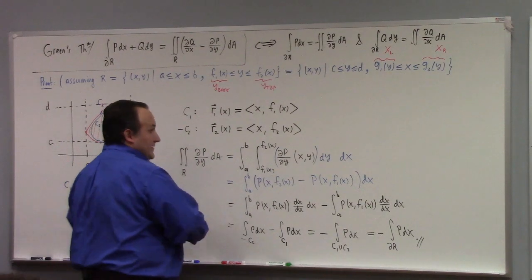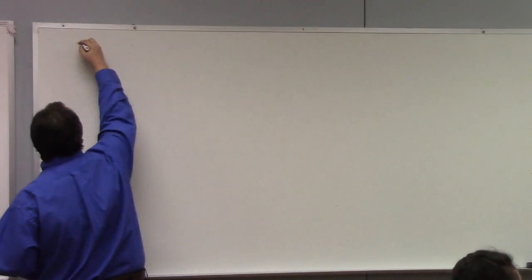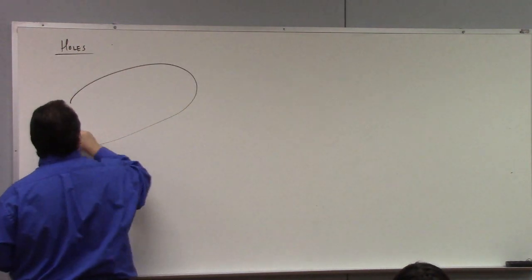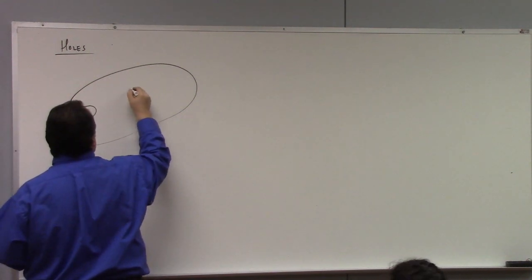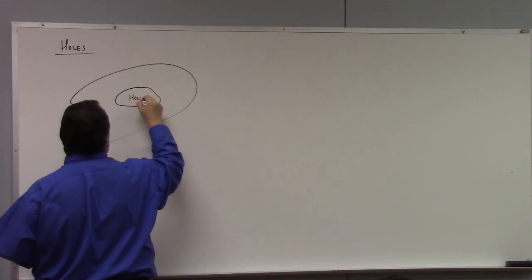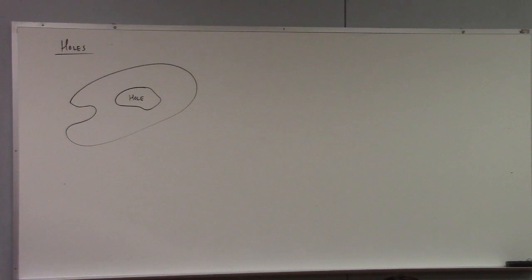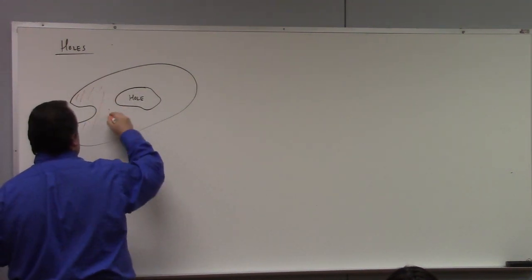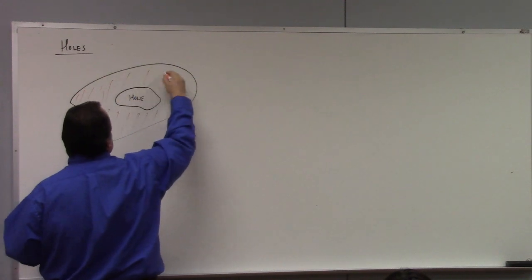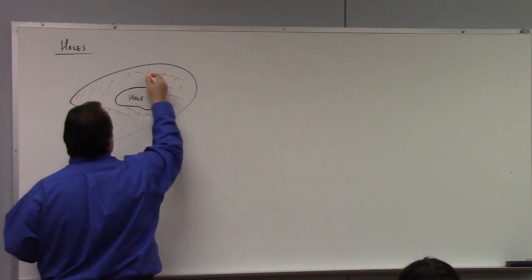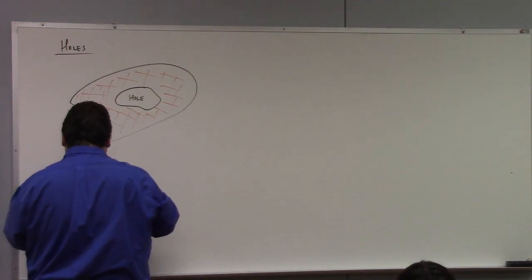The next thing I should talk about is holes. What's the deal with holes? So if we had something, I'll start with one hole. Like this is a hole. And I want to talk about what Green's theorem looks like over a region that has a hole in it. Can we still do Green's theorem? What does it look like? All right, so here, the shaded part is what I'm going to call R.